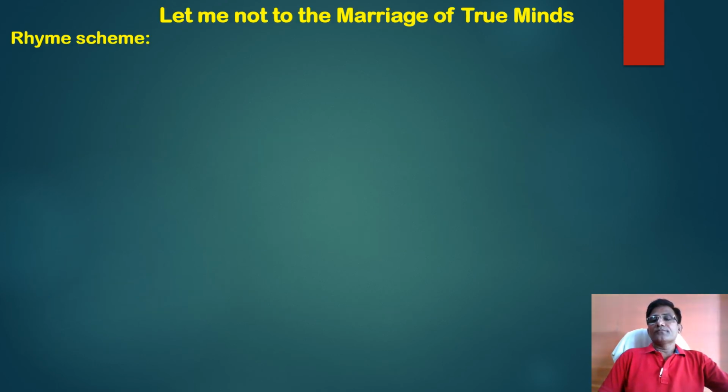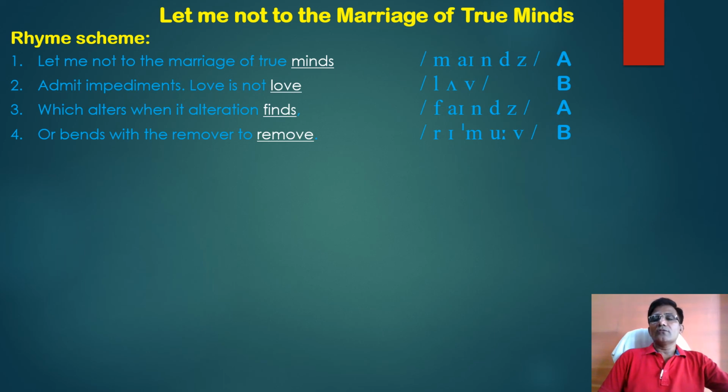Rhyme scheme: you must have learnt it at school also, it is not something new for you. So, let me not to the marriage of true minds. If you read the last word of each line, minds, love, finds, remove, then if you name minds as A, then love as B, finds is A again. They have a similar sound. So A, B, A. Remove: love and remove have similar sounds. So A, B, A, B.